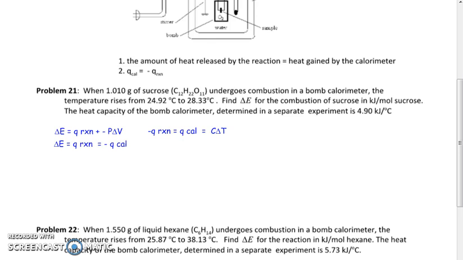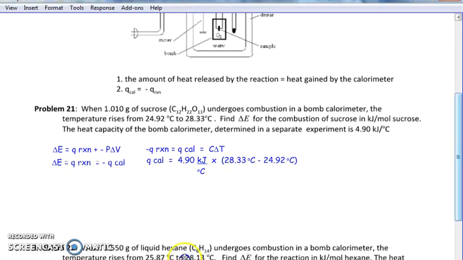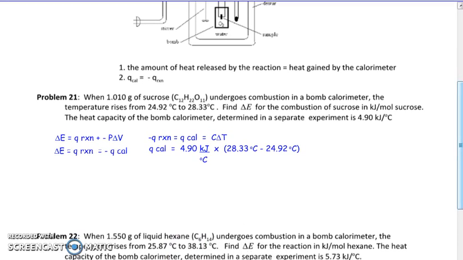Let's plug in our numbers next. So Q of the calorimeter, here's my constant, kilojoules per degree Celsius, and I'll subtract here. When I get my final answer, look at my units. My degree Celsius cancels out, so all I'm left with is kilojoules. And that's what I get right here. So I end up with 16.7 kilojoules. And so my Q of the reaction is negative 16.7 kilojoules.